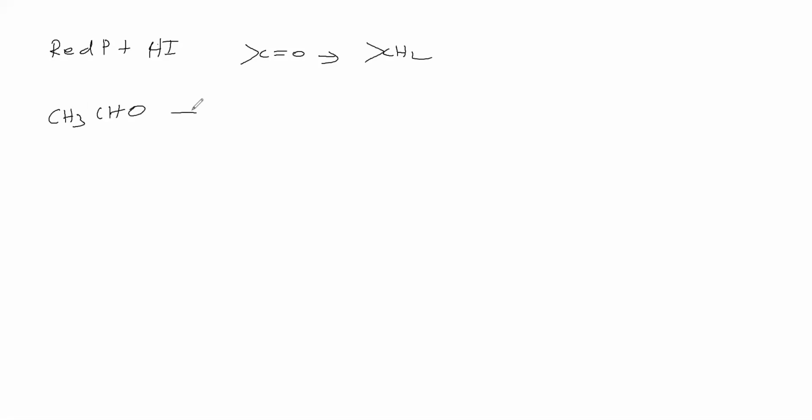Acetaldehyde we will take. This acetaldehyde is converting into ethane. In the red phosphorus and hydrogen iodide reducing agent, the CO group is converting into methylene group. We are getting ethane, and HI is converting into I2. The temperature required is 423 Kelvin. Next, we will take acetone. Here also, carbonyl group is converting into methylene group.